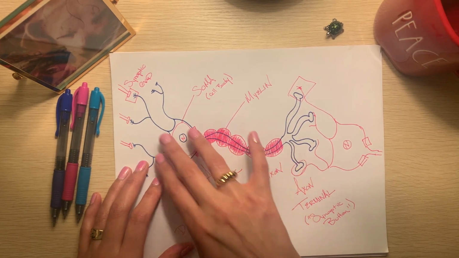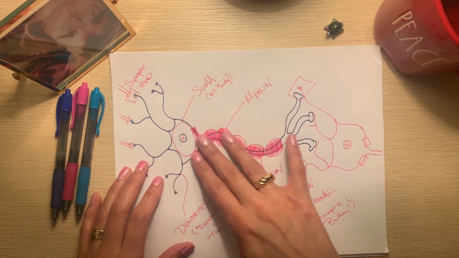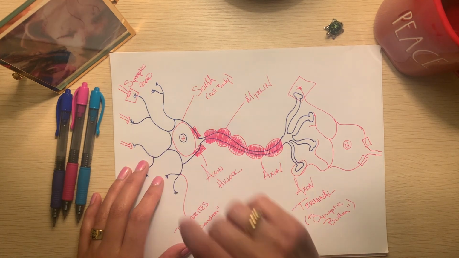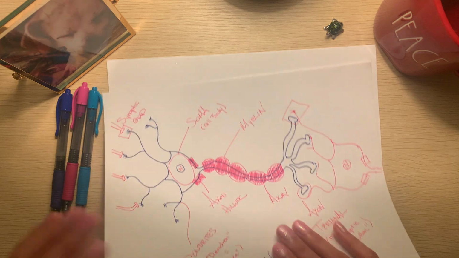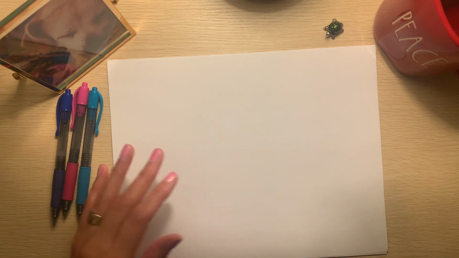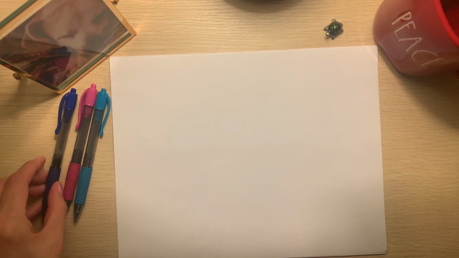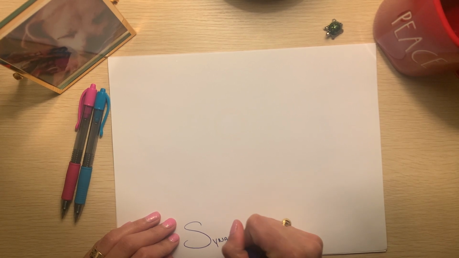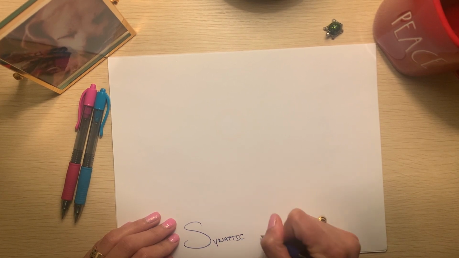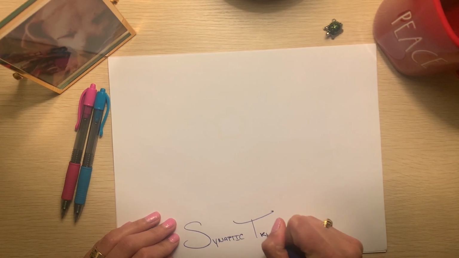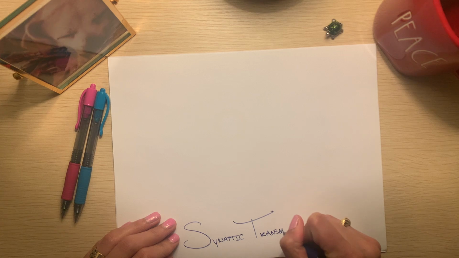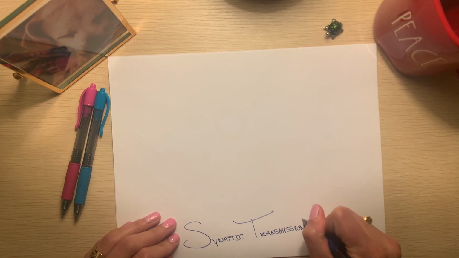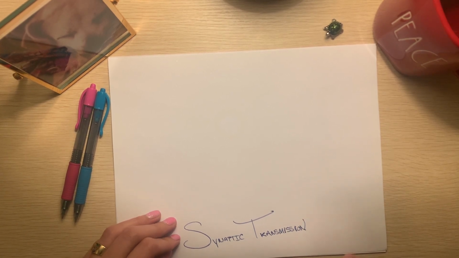So in the last video we talked about the neuron in general, and now we're going to zoom into this area right here, the synaptic gap, and talk about a process known as synaptic transmission.